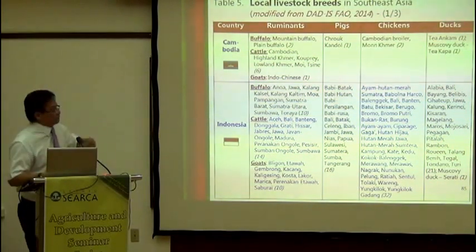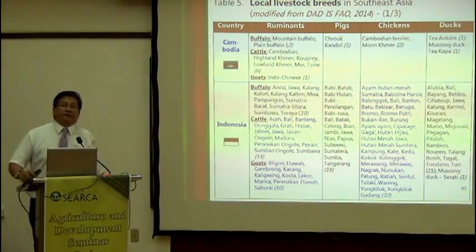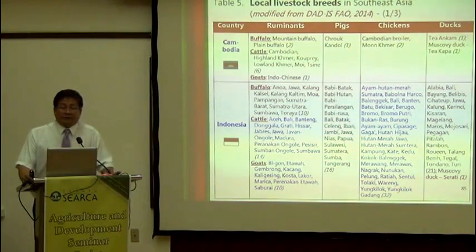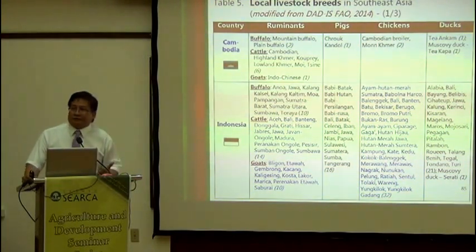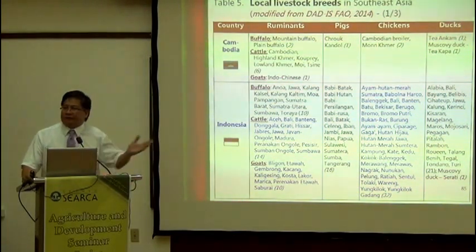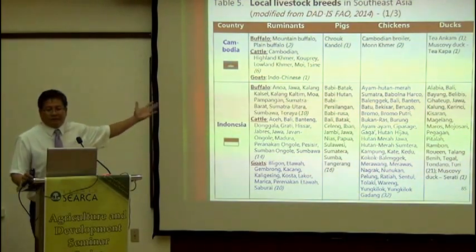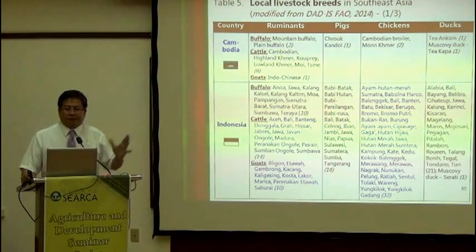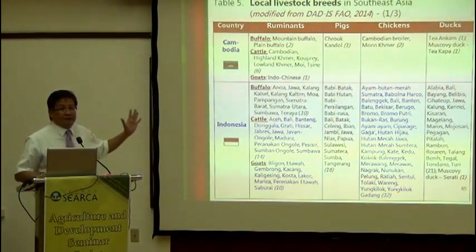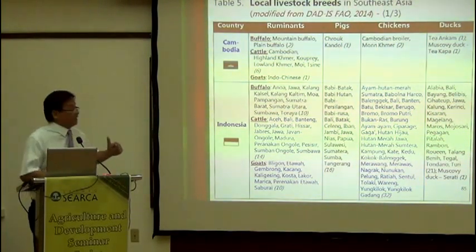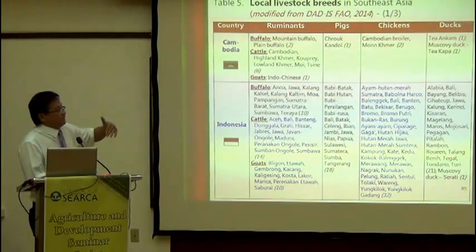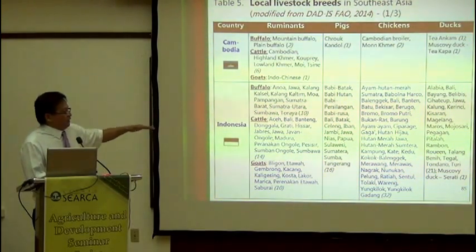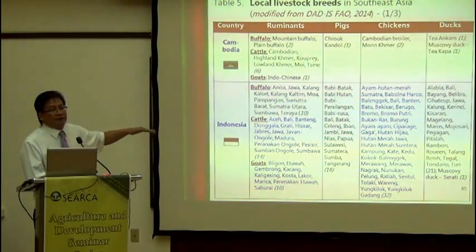I also have to show you how many local breeds we have here in the region in Southeast Asia. There are many, with the exception, of course, of Brunei, Singapore, and Timor Leste, which could get this from the internet, from the data from the Domestic Animal Diversity Program of FAO. I have here numbers of local breeds that we have for ruminants, for pigs, for chickens, and ducks. The ones in blue will tell you that these are countries where you could find them the most.